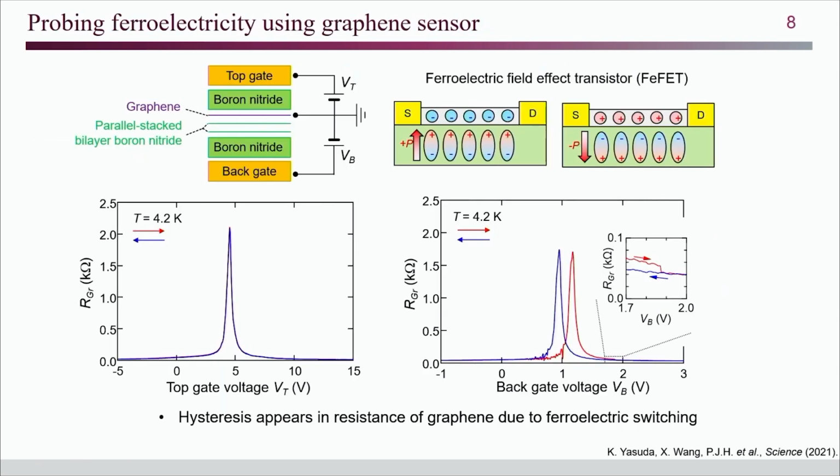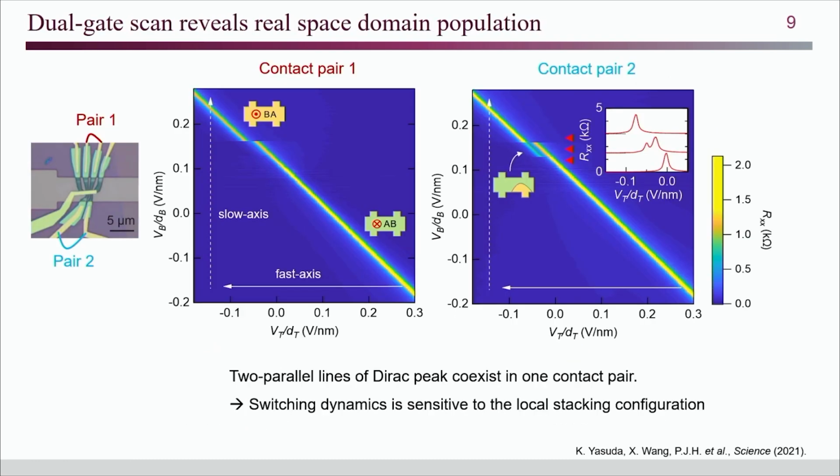By the way, the reason we only see it in the back gate is that the top gate is mostly screened by the graphene on top, so it doesn't really apply any electric field to the bottom bilayer BN. Using this characteristic, we can perform a dual gate map where the top gate voltage is the fast scanning axis, so that it is only used to probe the polarization, and the bottom gate is the slow scan axis to control the electric field.